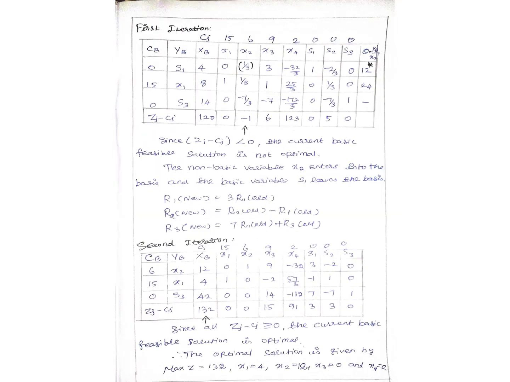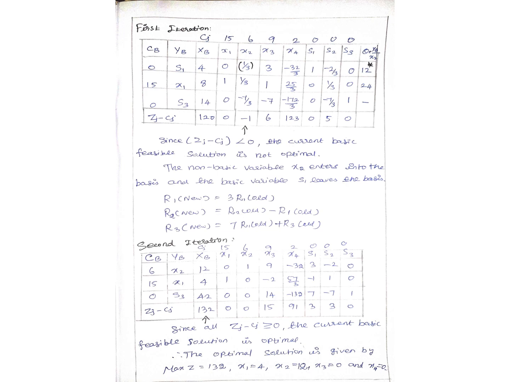Next, I am going to frame the first iteration. Here x1 enters into the basis and s2 leaves the basis. In a previous slide, we had the formulas for finding the new rows. R1 new is equal to R1 old minus 2 R2 new. R2 new is equal to R2 old divided by 3, and R3 new is equal to R3 old minus 7 R2 new. So these are the formulas for finding the new rows in the first iteration.